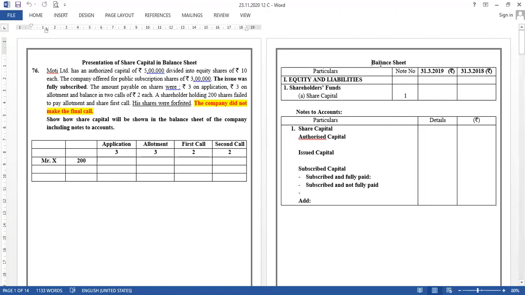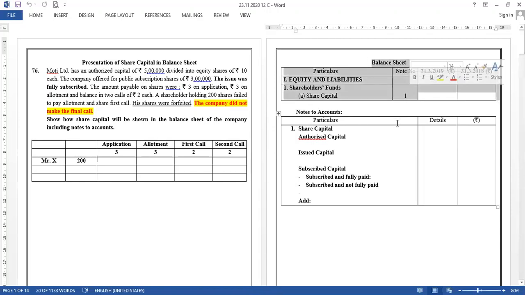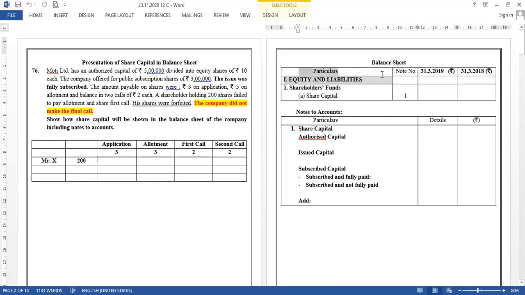तो ये आपका बैलेंस शीट ये रहा. बैलेंस शीट का फॉर्मेट ये फिक्स है, आपको इसी तरह से ही मेंटेन करना है. Particulars, note number, current year and then previous year. The first head can be seen as equity and liabilities, ठीक है, and then shareholders fund. In shareholders fund, share capital, okay. Because I'm going to have just one note, तो note number one for share capital, ठीक है.